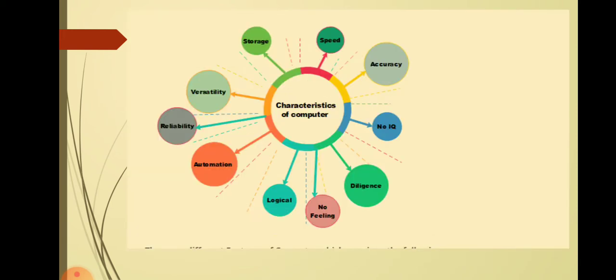Then characteristics of a computer. Characteristics of a computer: first is storage, second is speed, third is accuracy, no IQ, diligence and no feeling, logical, automation, reliability and versatility. These are all the characteristics of a computer.